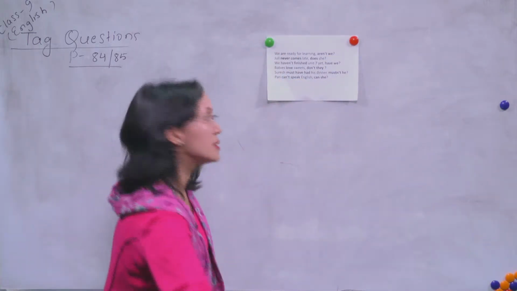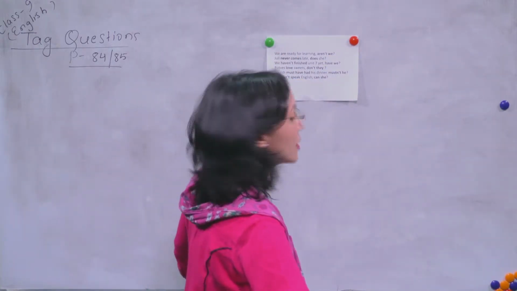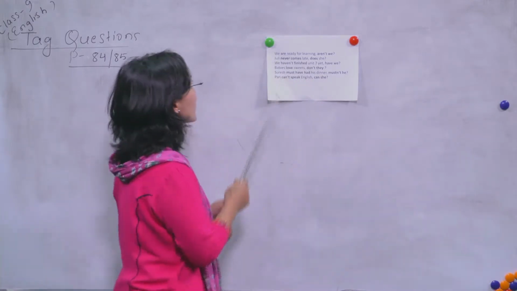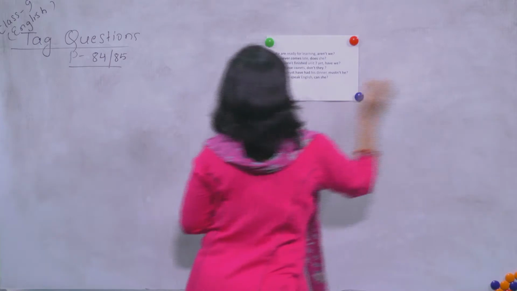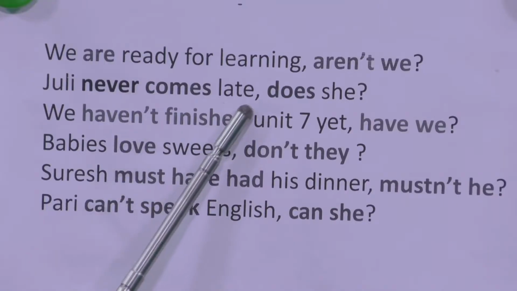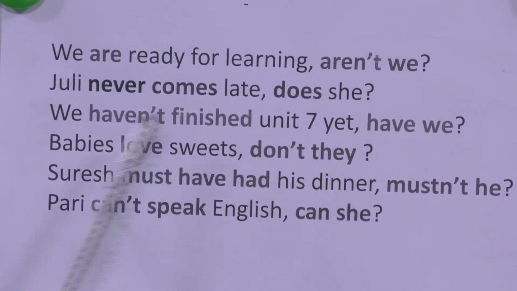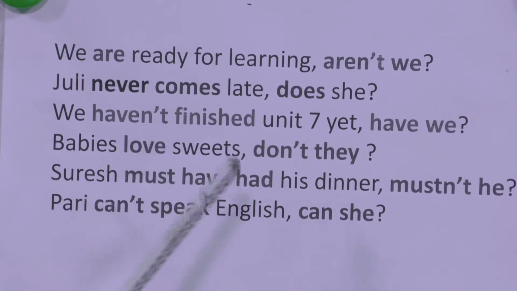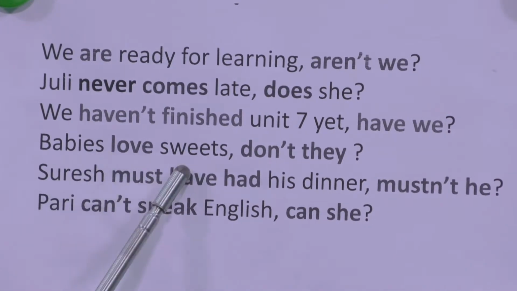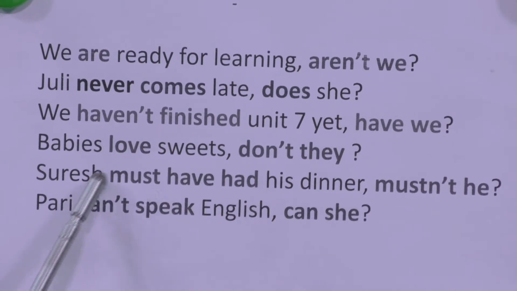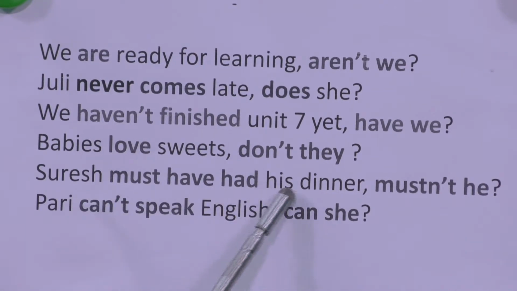We are ready for learning, aren't we? Julie never comes late, does she? We haven't finished Unit 7 yet, have we? Babies love sweets, don't they? Suresh must have had his dinner, mustn't he? Pari can't speak English, can she?